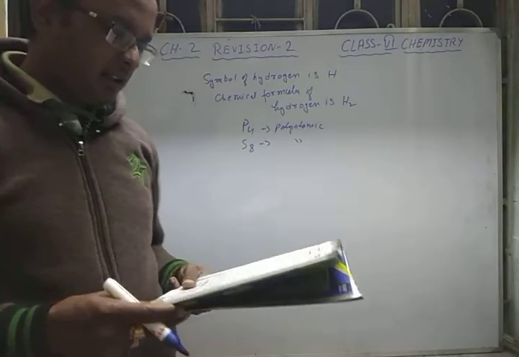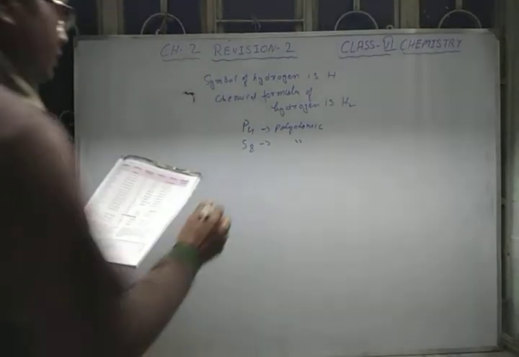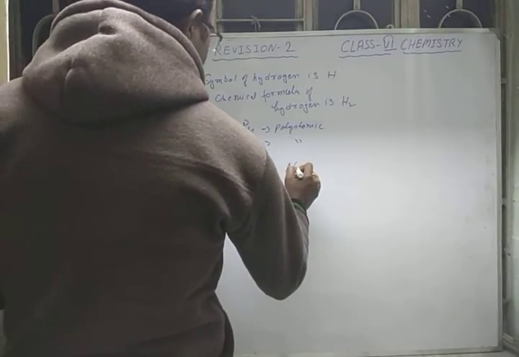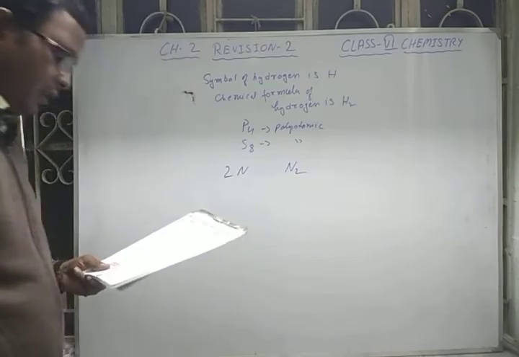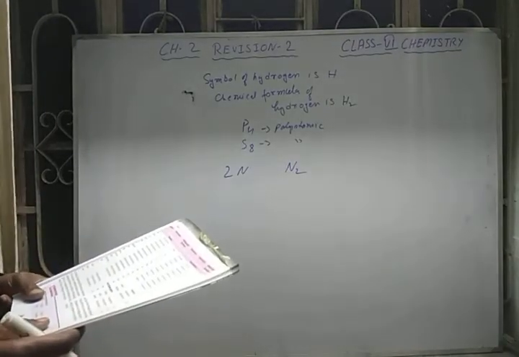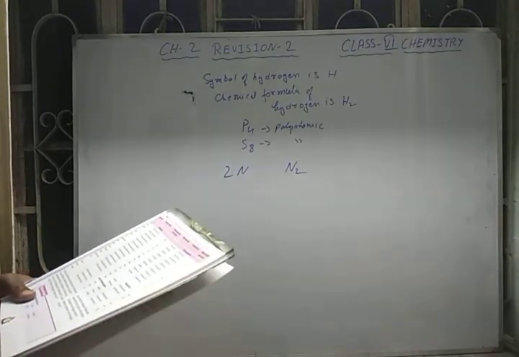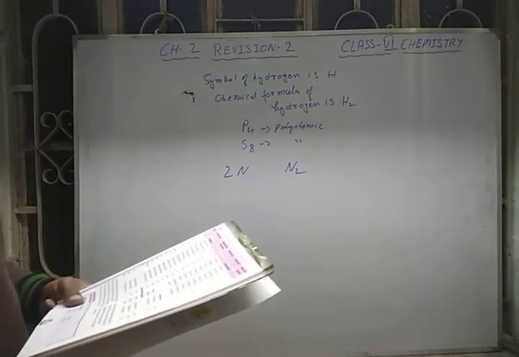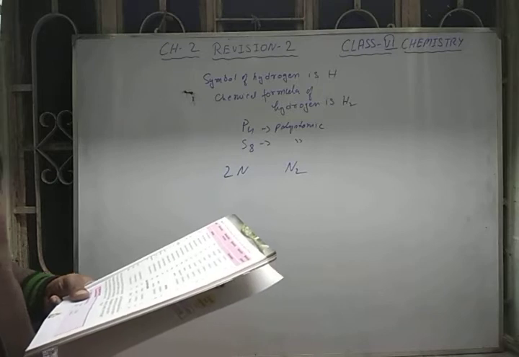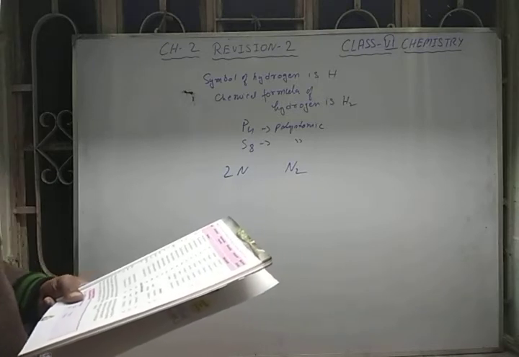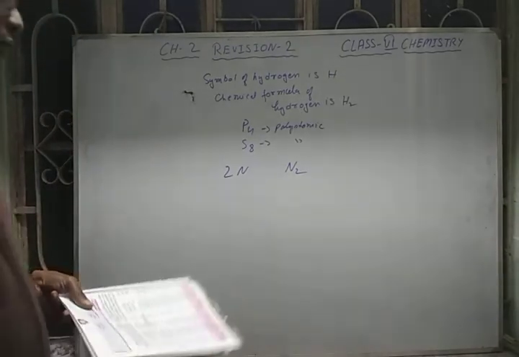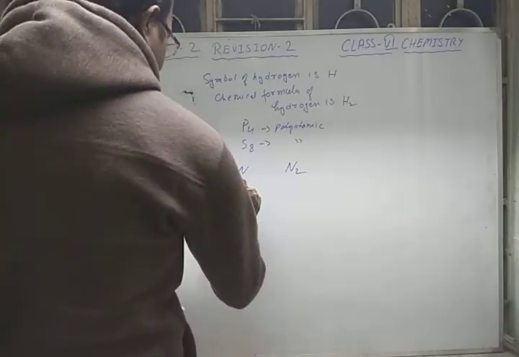So now, what is the difference between 2N and N2? What do they represent? It means that 2N and N2 are not the same. 2N represents 2 nitrogen atoms, whereas N2 represents 1 nitrogen molecule.